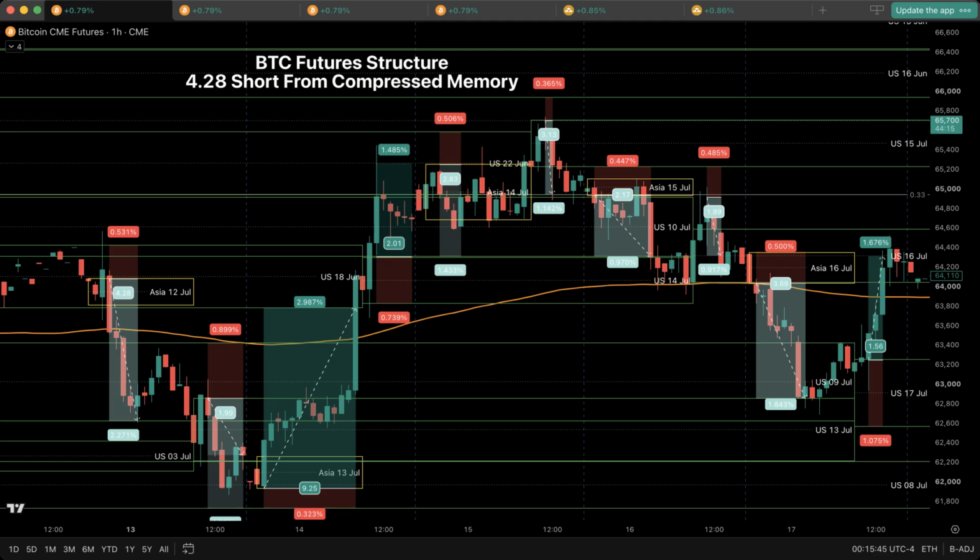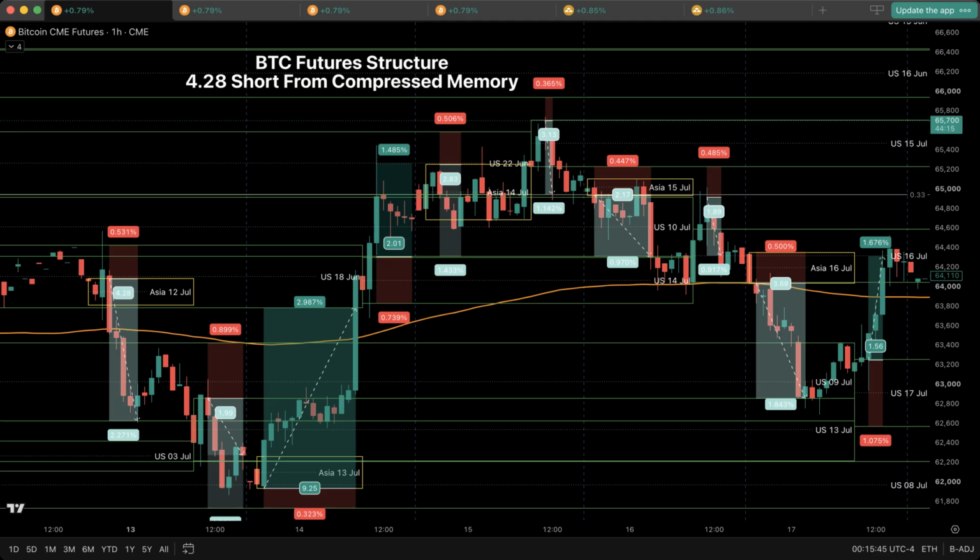Short entry line: July 12th Asia session upper boundary. Stop loss line: June 18th US session upper boundary. First take profit line: July 9th US session upper boundary. First trailing take profit line: July 9th US session lower boundary. Risk-reward ratio: 4.28. The entry sits at July 12th Asia session upper boundary.